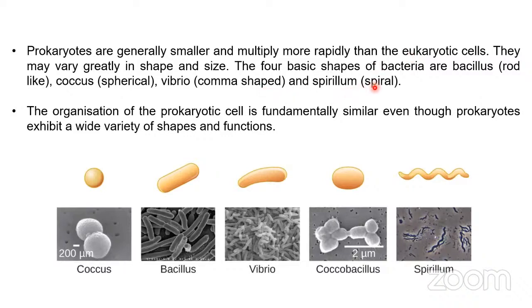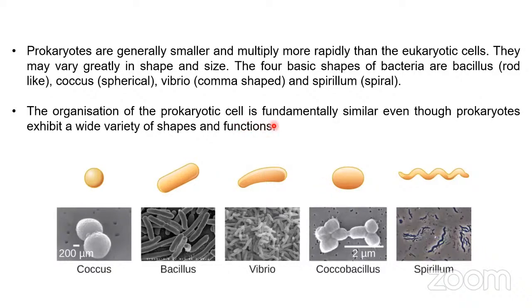The four basic shapes of bacteria are the bacillus. Bacillus means rod-like, as we can see in the figure. Spherical, that is coccus. Vibrio, which is comma shaped, for example, Vibrio cholerae. And spirillum, which is the spiral shape. One more I have mentioned in the figure is the cocobacillus. We can see that cocobacillus is a combination of coccus and bacillus. It is not completely round, and it is not completely rod shaped. It is a kind of oval shape, and this is known as the cocobacillus.